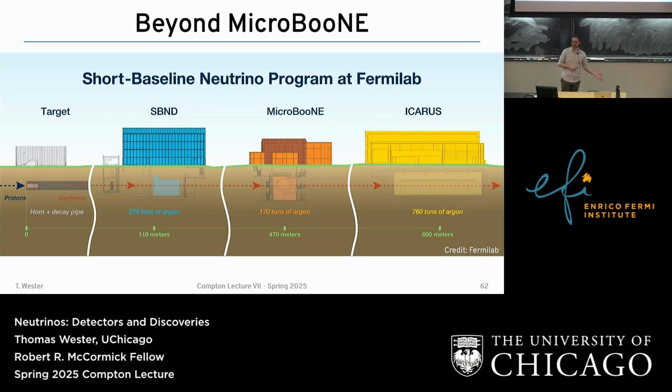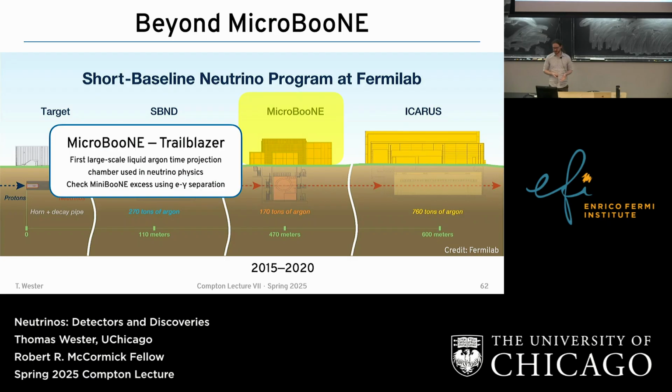And that's where the Short-Baseline Neutrino program at Fermilab comes in. It's actually a series of three detectors that are all based on this liquid argon technology to give you really precise imaging of all the different interactions. So there are three detectors here. The first one is MicroBooNE, which we've talked about. It was kind of the trailblazer experiment. It established the liquid argon time projection chamber design, and then it probed this electron versus photon question based on the MiniBooNE excess. And that collected data from 2015 to 2020.